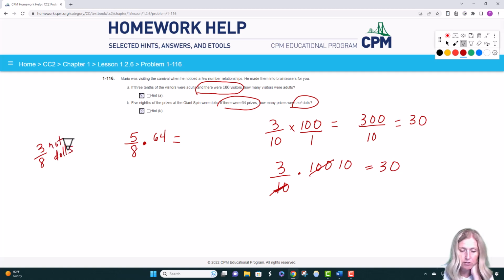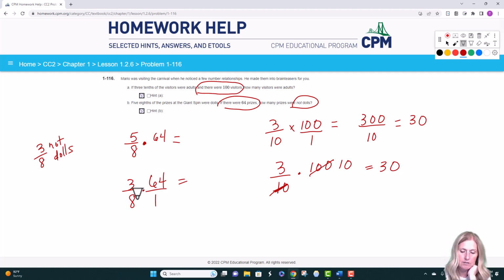So actually let's just use 3/8 right now. We don't have to do 2 steps. 5/8 are dolls. That leaves 3/8 that are not dolls. So 3/8 times 64. Again, you can just multiply straight across and divide. I'm not going to, because I know that will be quite a big number I'll have to deal with in my head. And I love to do mental math because it's faster whenever I can.